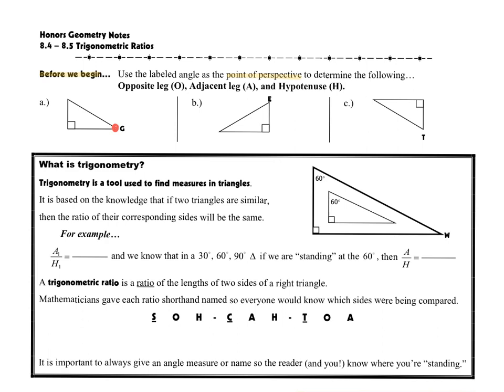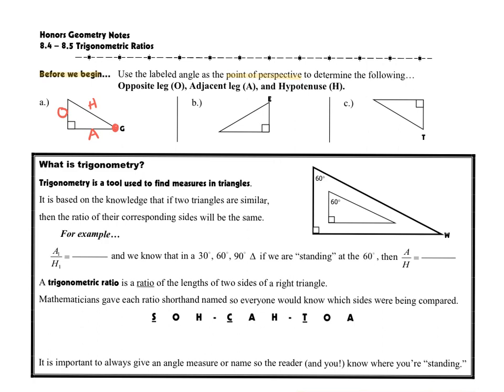From angle G, of course, the hypotenuse is never going to change, so I would label that as an H. And then the opposite leg would be directly across the triangle. And then the adjacent leg would be the leg that also helps form angle G.